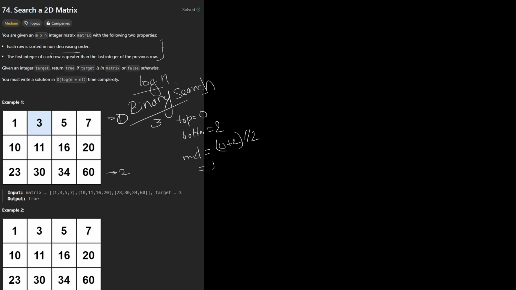Now here I know the smallest element in this entire mid row is 10, basically the first one. Now the question is, is 3 smaller than the current 10? Which is true, 3 is smaller than that. So I can do one thing: my bottom value would become mid minus 1. So it would be 1 minus 1, and our bottom value would be 0 right now.